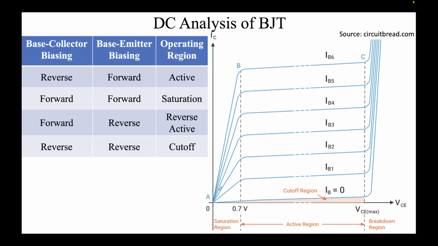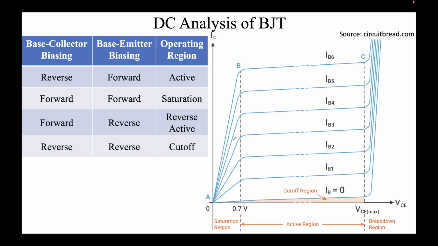So in between A and B, okay, let's talk about between B and C. This is the region which is called the active region. So what we have here is that the base-collector is reverse biased and the base-emitter is forward biased, so we'll be operating between B and C. However, if both are reverse biased, then we will be operating in the cutoff region, which is the orange region here. And the third region of interest is the linear region or the saturation region, in which the base-emitter is forward biased as well as the base-collector is forward biased.